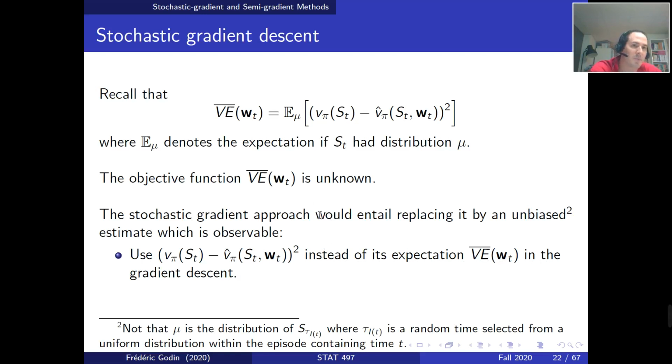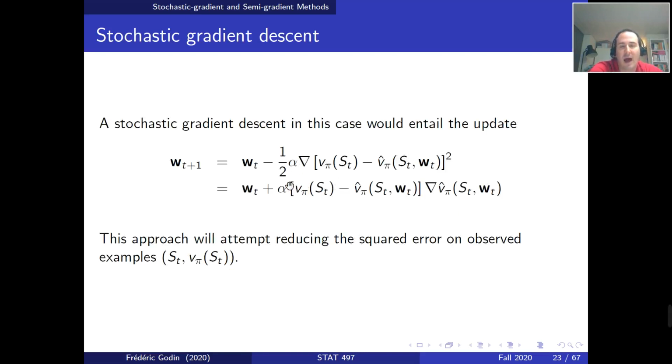If we replace the gradient descent by a stochastic gradient descent, where we replace the objective function by an unbiased or noisy estimate of it, then we would have the following rule. The next value of parameters is the previous value minus 1/2 times the learning rate times nabla, where we replace the objective function by what's inside the expectation, which is the squared difference between the true value function and its approximation. When we calculate the gradient of this square, the 2 goes in front of the bracket and simplifies with the 1/2, and then we have to compute the derivative of the interior, which is the derivative of our approximation of the value function with respect to W.